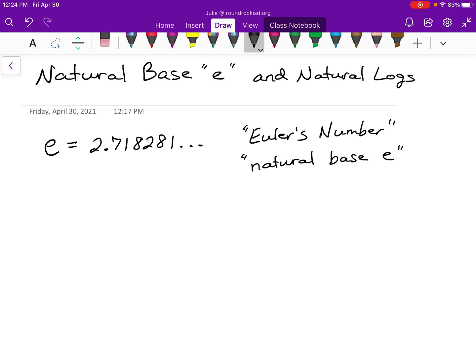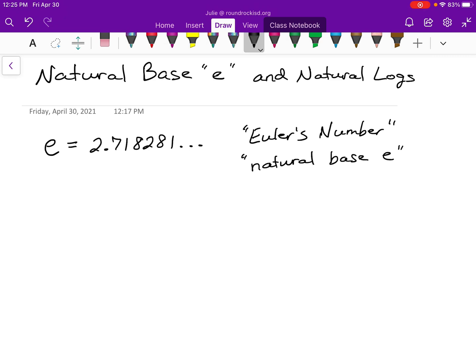But a natural log is not a log of base 10 or base 5 or base 2. It's a log of natural base E. And you can see on my screen here that E is a number that is 2.718281, and it's a non-repeating decimal. It is a special number that was discovered by a mathematician named Euler, so it's called Euler's number, and it's used in calculations in finance with compound interest. If you're compounding continuously, you would use base E.